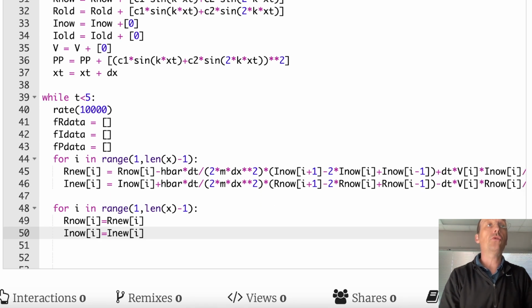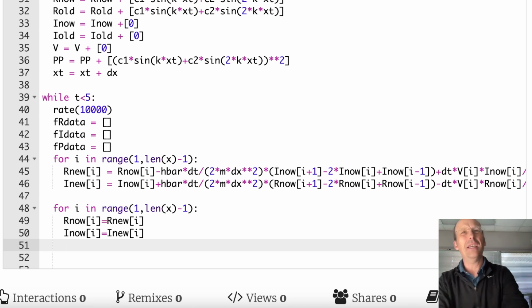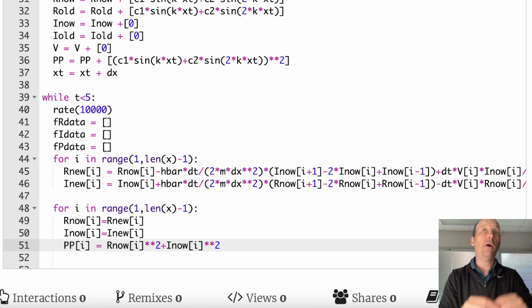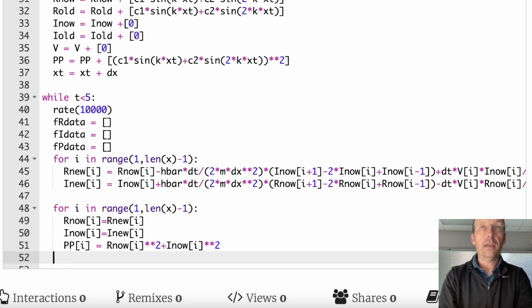Now I want to calculate the probability density function. I can do that in here. Let's just do it right here. So P_i is equal to R now i squared plus I now i squared. So now I have all my values of P. And I need that so that I can normalize the whole thing. So let's say P total equals 0.